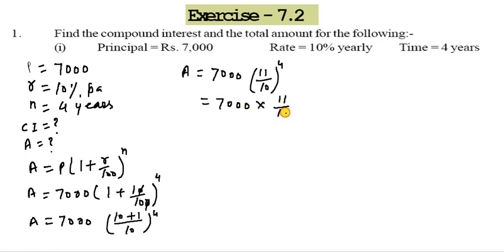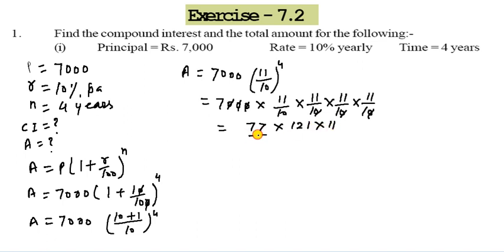So what will happen here? 7,000 into 11 upon 10 into 11 upon 10 into 11 upon 10 into 11 upon 10. So the three zeros will be cancelled against these three zeros. Then 7 ones are 7 and 7 ones are 7. Here is 121, and 11, divided by 10. So your amount will be 10,248.70. So it's your first answer.